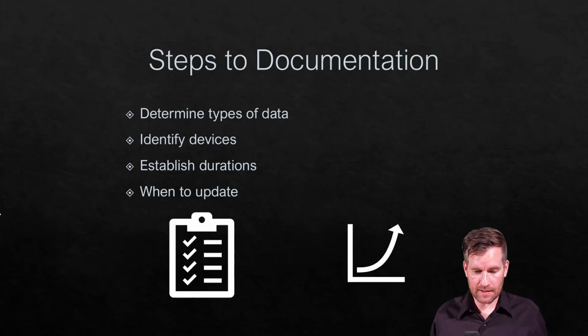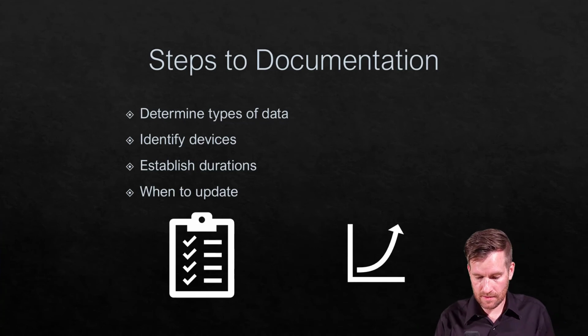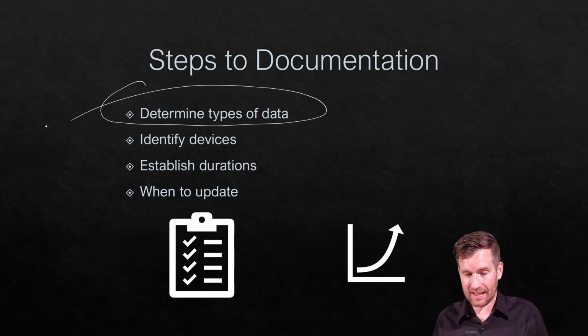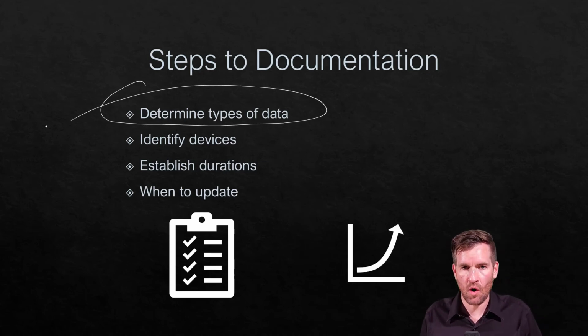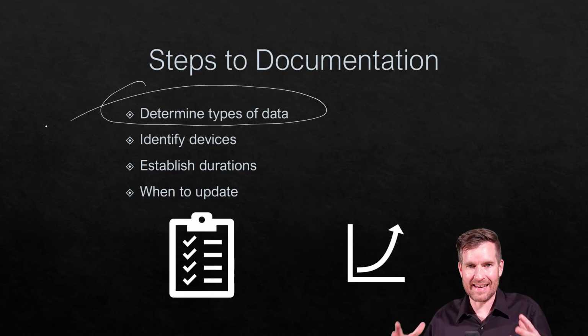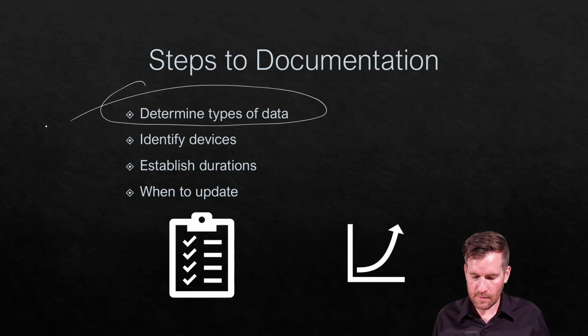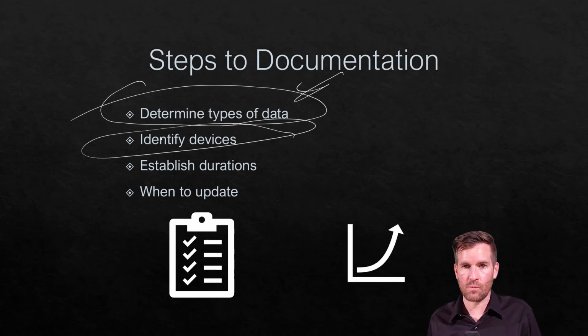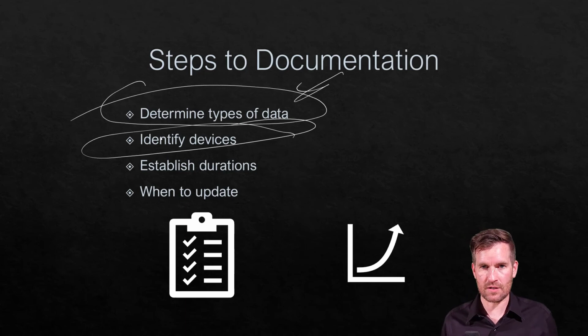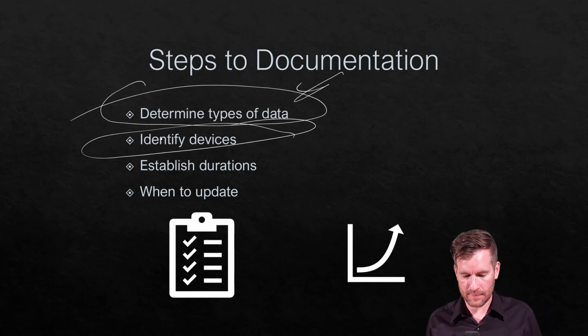So steps to documentation, pretty easy. Let's determine the type of data that you need to store, whether it's those baseline configurations or backup copies of things, or maybe it's the network diagram or a system diagram. So somehow determine the types of data that you want to collect. Identify the devices that you're going to collect that information onto. What devices do you need baseline configurations? What systems do you need all mapped out?